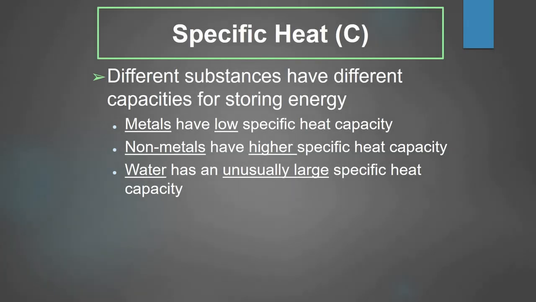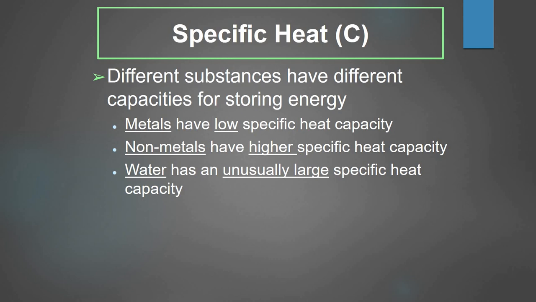So again, different substances have different capacities for storing energy. Metals have very low specific heat, which means that it doesn't take a whole lot of energy to raise 1 gram of a metal 1 degree Celsius. Think about when you cook with a pot. The pots are usually made out of metal so that they can transfer that heat for you. Non-metals have higher specific heat capacity.